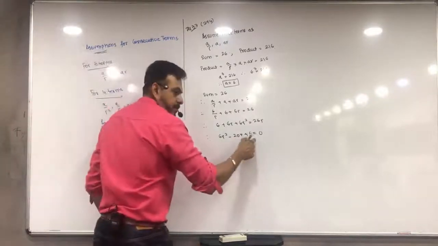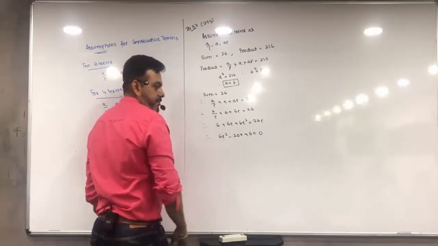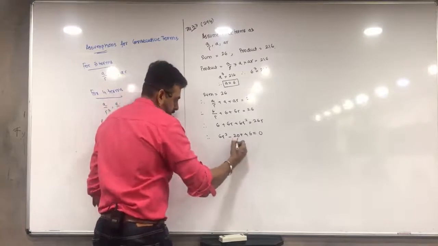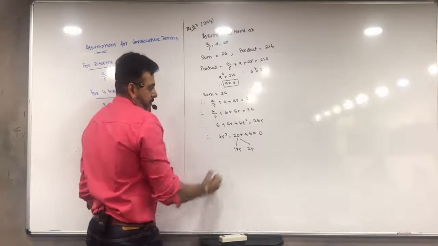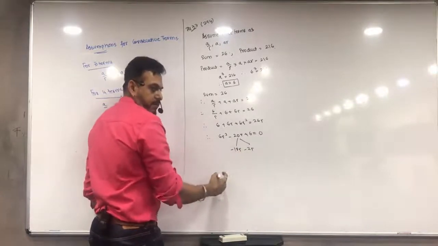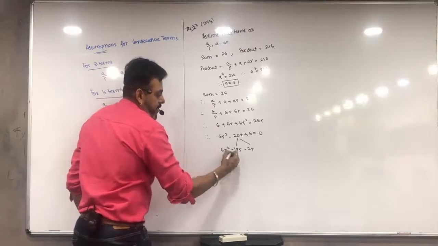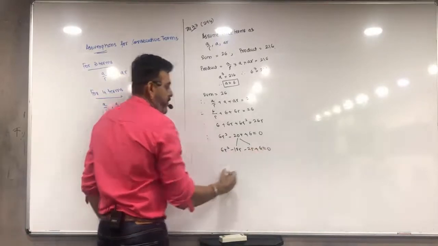6 6 36. 20 कैसे आएगा? 18 into 2. Yes. So 18R and 2R. Both minus. Then only we'll get minus 20. So 6R squared minus 18R minus 2R plus 6 is equal to 0.